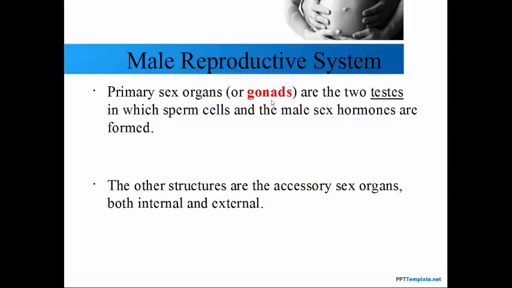Everything other than those primary sex organs are considered accessories. Doesn't matter if they're found internally or externally. Doesn't matter what they do. No matter how important they are. In males, if it's not the testes, it's considered an accessory organ.